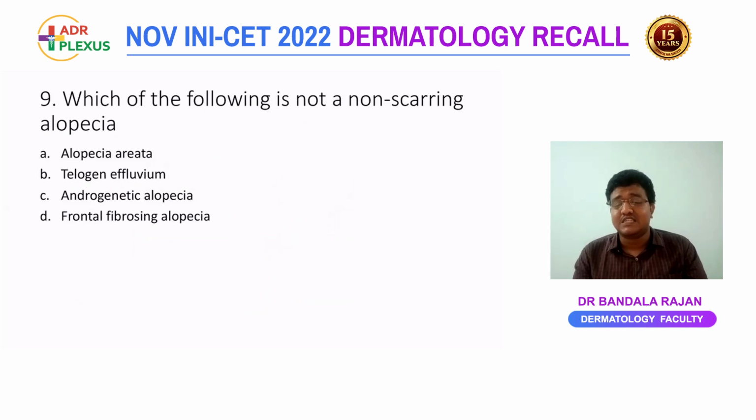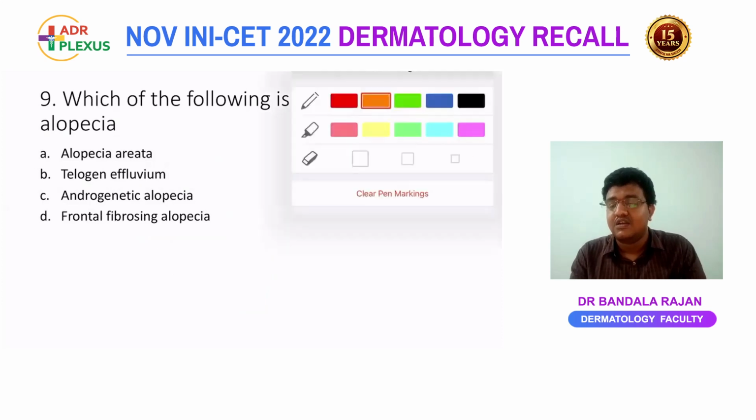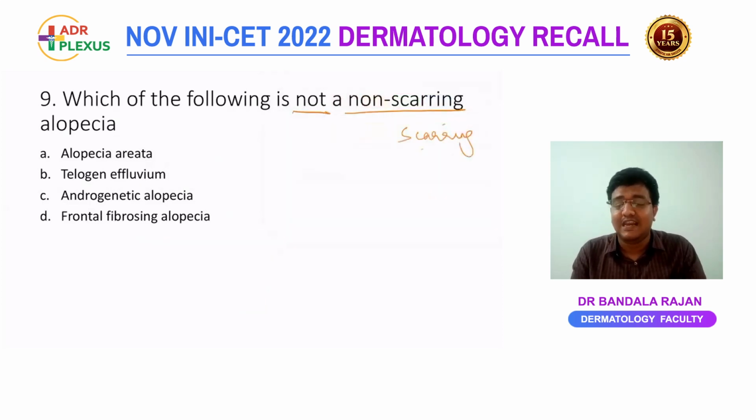The next question is, which of the following is not a non-scarring alopecia? The options given are alopecia areata, telogen effluvium, androgenetic alopecia, and frontal fibrosing alopecia. Here we should read the question properly. It is a double negative question, like which is not a non-scarring alopecia. So they are asking which is a scarring alopecia, right? In the name itself we can identify it: fibrosing means scarring. So the answer here is frontal fibrosing alopecia.